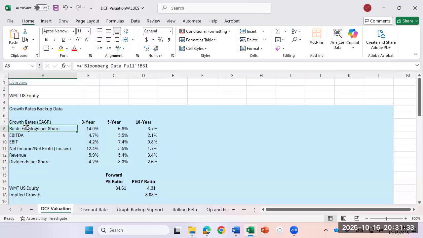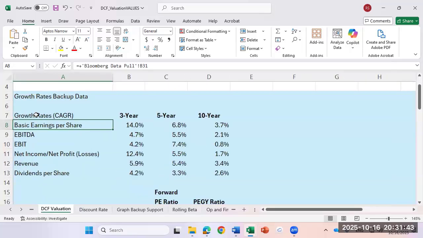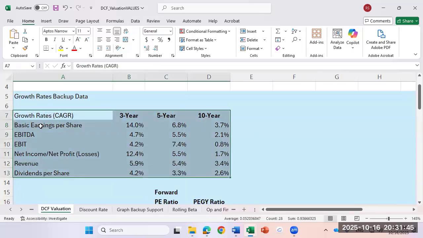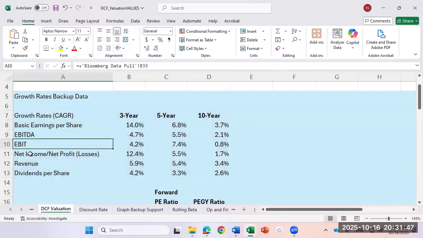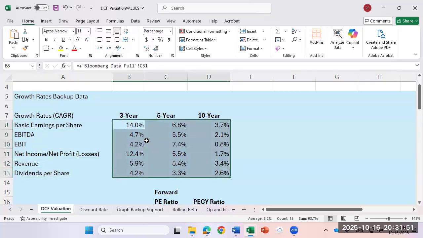Some of y'all have done it, right? Some of y'all took my investment class, so you had to write papers 3 and 4. So you have to come up with a growth rate. We'll talk about how you can do that. I give you some historical growth rates on basic earnings per share, EBITDA, EBIT, net income, revenue, and dividends per share. I give you some basic growth rates.